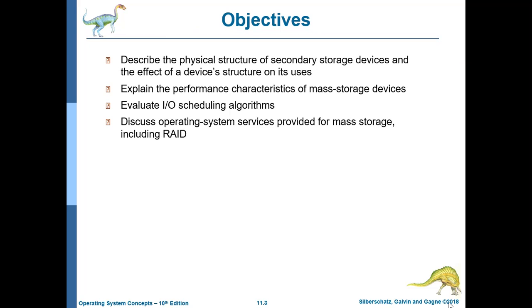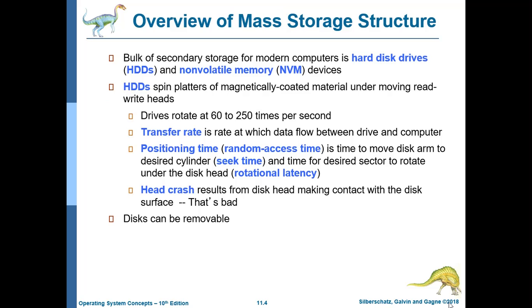The following are the objectives of this chapter. First, describe the physical structure of secondary storage devices and the effect of a device structure on its uses. Explain the performance characteristics of mass storage devices. Next, evaluate input-output or I/O scheduling algorithms. Discuss operating system services provided for mass storage, including RAID or redundant array of independent disks. We're going to tackle that later.